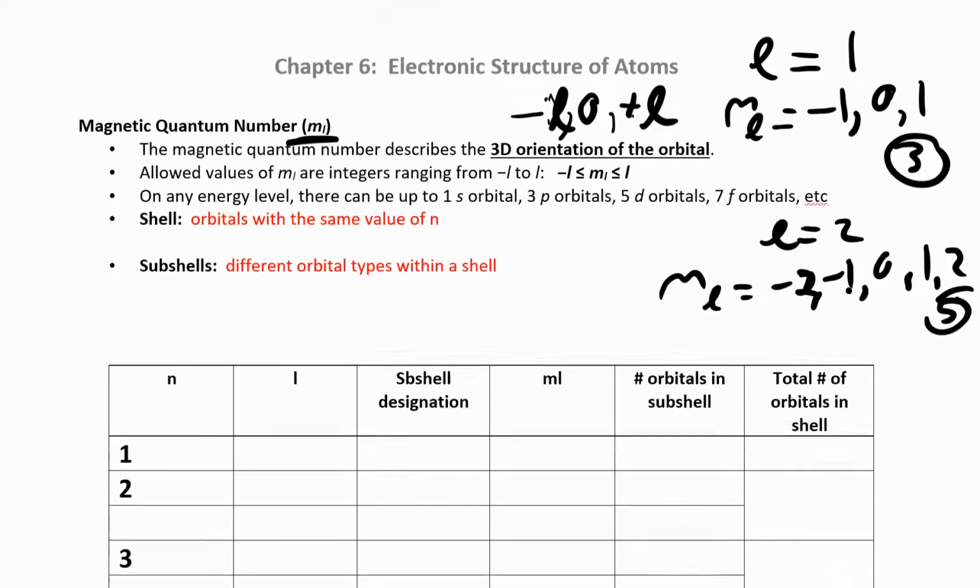Okay, so on any energy level, there can be up to 1 s orbital, 3 p orbitals, 5 d orbitals, or 7 f orbitals.